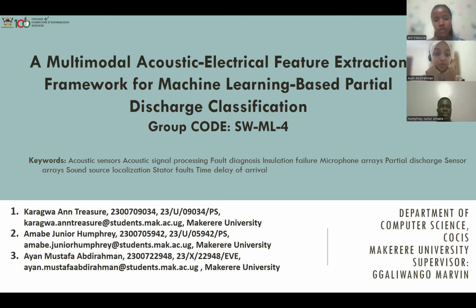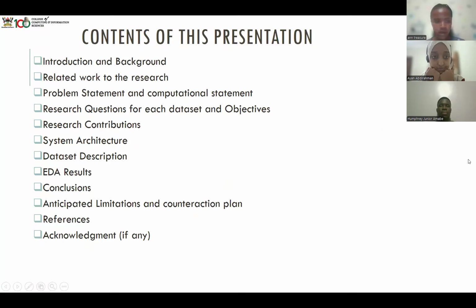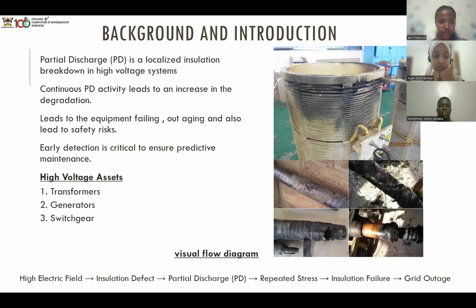We are presenting our project named the Multimodal Acoustic Electrical Feature Extraction Framework for Machine Learning-Based Partial Discharge Classification. With this project, we aim to detect the class of partial discharge, classify it, and also localize where the partial discharge comes from in high voltage equipment. Our group code is as shown. In this presentation, we're going to cover our problem statement, the research questions we looked at, our system architecture, the dataset description, our results from the exploratory data analysis, any conclusions, the limitations we faced, and a mitigation plan.